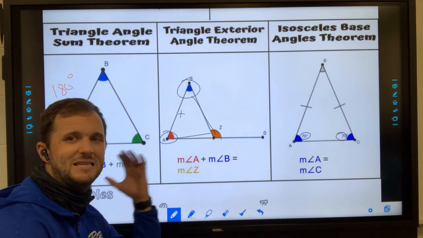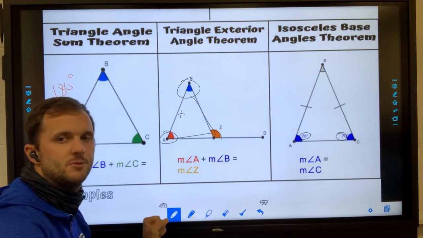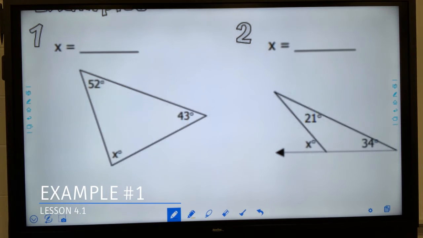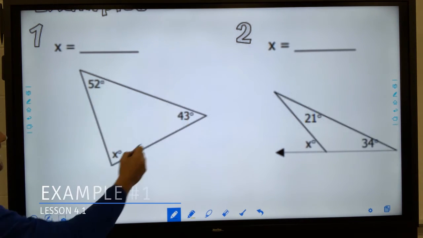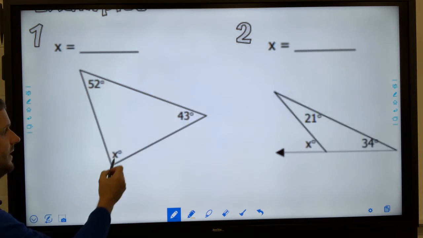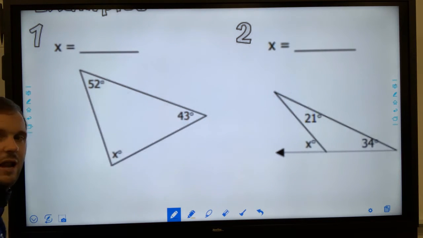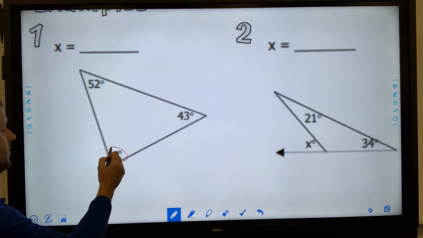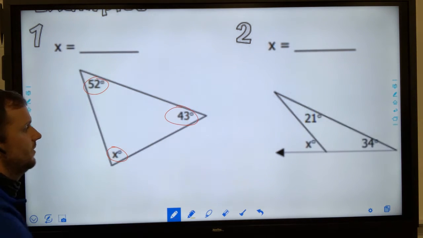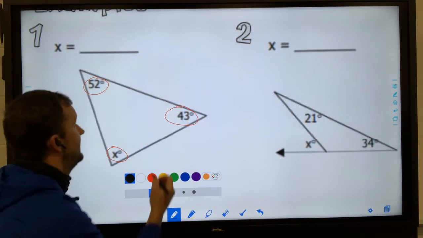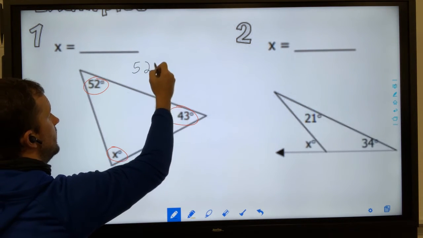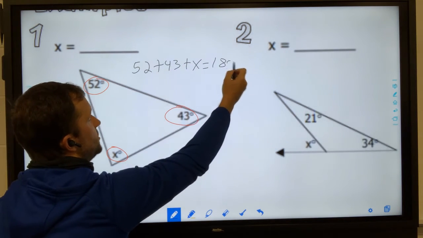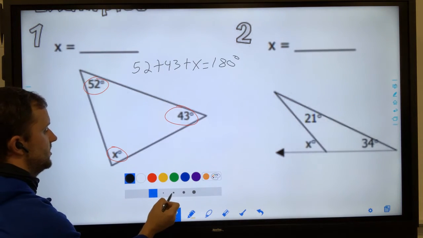So what we're gonna do now is take these theorems and apply them to my examples down here at the bottom of your notes, okay? It says that we need to find the measurement of X here. Right now, we have 3 angles of a triangle: 52, 43, and X. I know that all 3 angles of a triangle add up to 180 degrees. So this angle plus this angle plus this angle are gonna equal 180 degrees. Let's go ahead and write that out. So 52 plus 43 plus X is gonna add up to 180 degrees. Now all I have to do is solve for X.